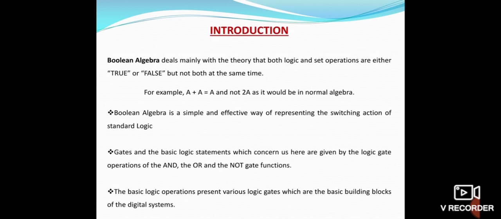Introduction. Boolean algebra deals mainly with the theory that both logic and set operations are either true or false, but not both at the same time. There are 3 basic logic operations in Boolean algebra, which are OR, AND and NOT operations. The mathematical symbols plus and dot are used for OR and AND operations respectively, and the NOT operation is indicated by a bar over the input variable.